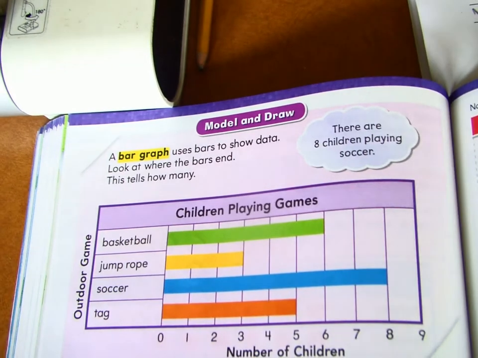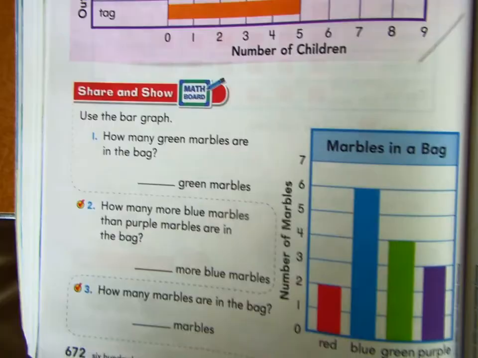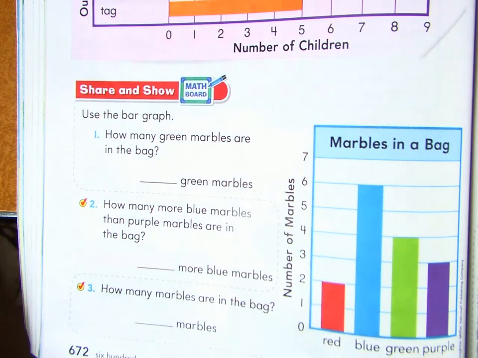Okay, this is a bar graph. Find the page with the bar graph, 672. Pause your video if you're not there. Okay, let's get started then.